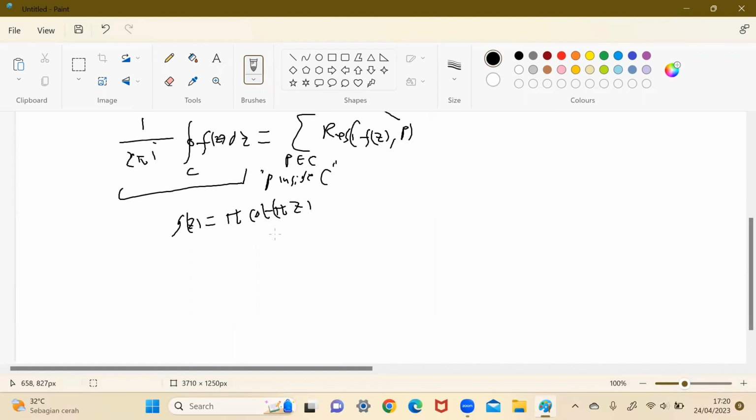g(z) has a very neat property where the poles of g(z) are the integers, as in every integer. Sorry, g(z) has poles at every integer. So it has poles at 0, plus minus 1, plus minus 2, and so on and so forth. How do we prove it? Well, we can rewrite this as pi cosine of pi z over sine pi z.